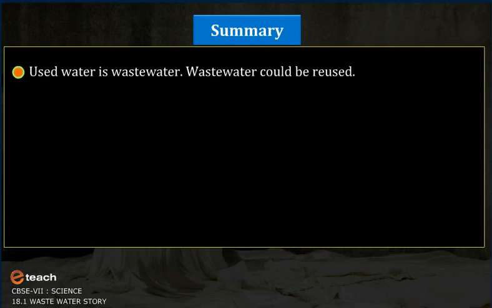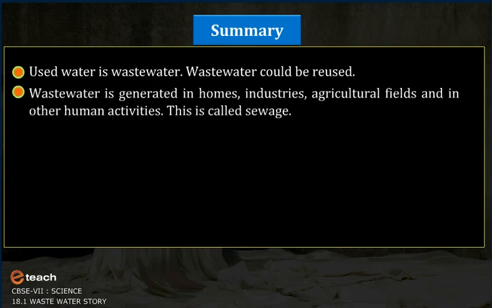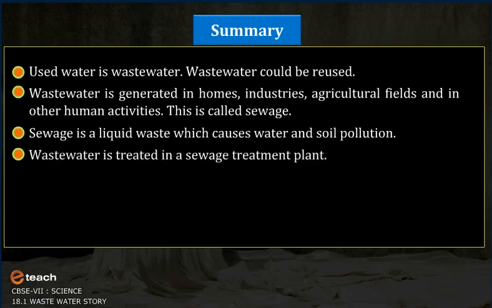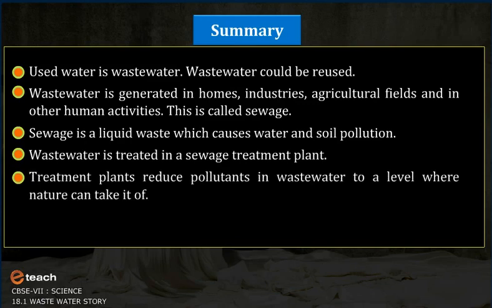Summary. Used water is wastewater. Wastewater could be reused. Wastewater is generated in homes, industries, agricultural fields, and in other human activities. This is called sewage. Sewage is a liquid waste which causes water and soil pollution. Wastewater is treated in a sewage treatment plant. Treatment plants reduce pollutants in wastewater to a level where nature can take it off.